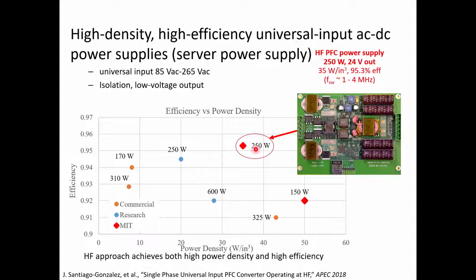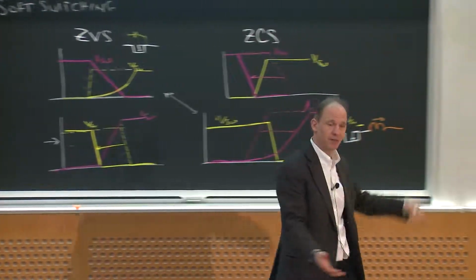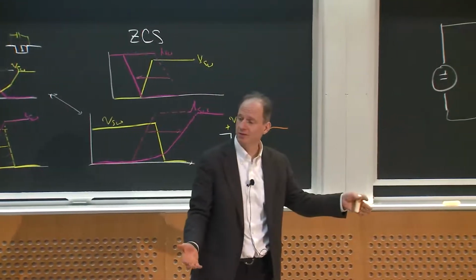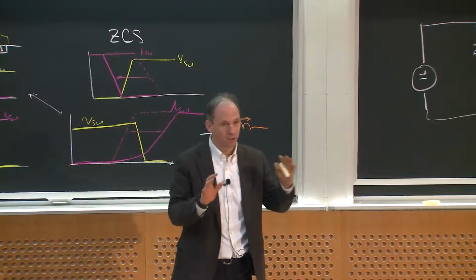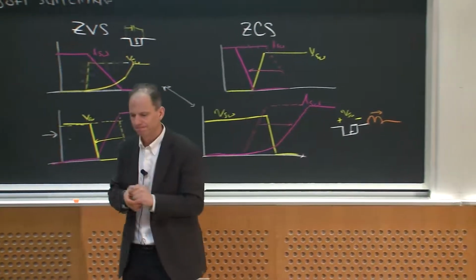In fact, if you look at these designs that are way out here giving you high combinations of efficiency and power density, they tend to all be soft switch designs. If you don't care about power density, you can get high efficiency but make it big by using a low switching frequency, right? But if you really want to make something small and efficient, this is the way to go, okay?